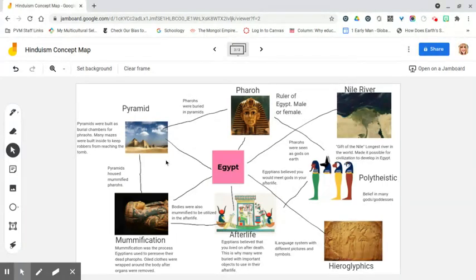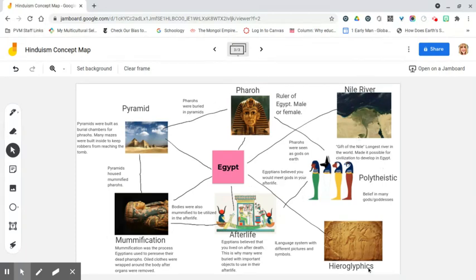So then I can say, okay, do these 2 terms, pyramid and mummification, connect? Indeed they do. So I draw an arrow right here. Over here, I'm going to put why they are connected: pyramids house mummified pharaohs. Bam. So you need to make sure you have 5 connections between your words. So 1, 2, 3, 4, and 5, like I had, okay?